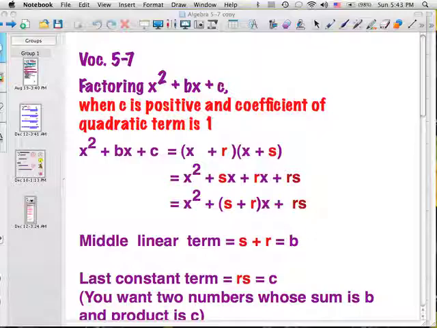We know if there is a pair of factors that work, two binomials that when I multiply I get this x squared plus bx plus c, then the square root of x squared is x, and then the two numbers that work. If I do FOIL, I get x squared, I get sx and rx, plus rs. So I can see that the middle term is going to have s plus r as the number in front of x, and the last term is going to be rs, whatever those numbers are.